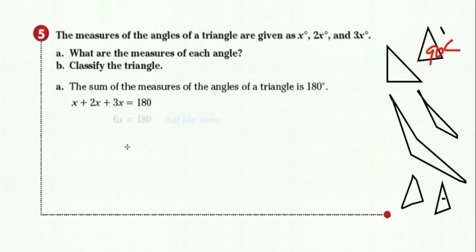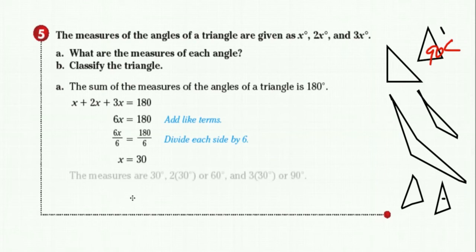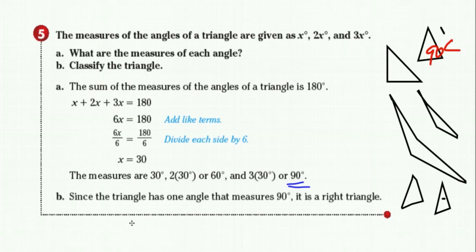You end up with 6x equals 180 degrees, adding the like terms. And solving for x, if we divide both sides by 6, we end up with x equals 30. So the measures of the three angles are 30, 60, and 90 degrees. And if you notice, one angle is 90 degrees, so we can classify this triangle as a right triangle. Since the triangle has one angle that measures 90, it is considered a right triangle.